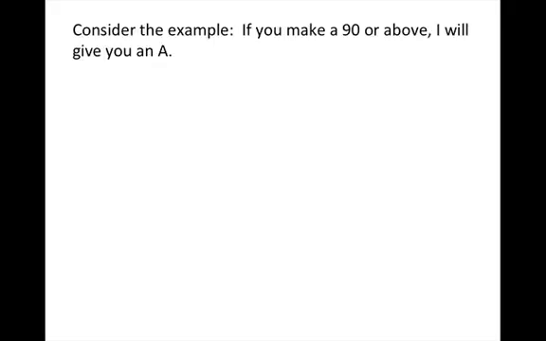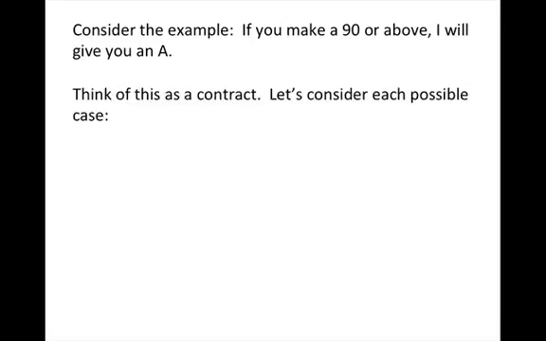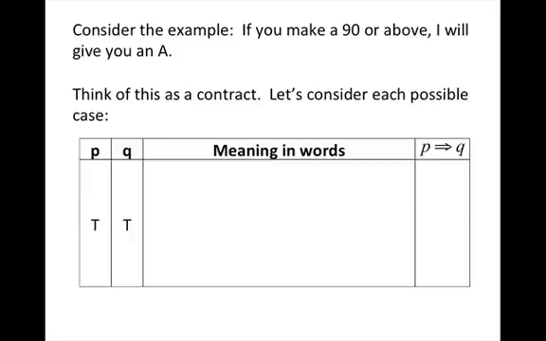So let's look at an example to better understand this. If you make a 90 or above, I will give you an A. Think of that as a contract that I'm making with you as your teacher. And let's consider every possible case. First, the P and the Q could both be true. P is the first statement, if you make a 90 or above. Q is the second statement, I will give you an A.